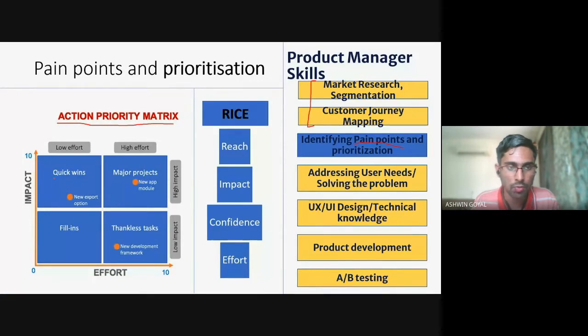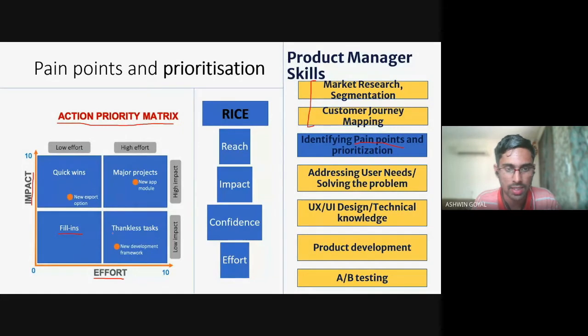So let me explain what these buckets are. So this is the impact versus effort graph. When you have some project which takes very low effort but has a very low impact also, that will be called a fill-in. So it is just like a low effort and low impact kind of thing, and it will just be like a filler or a small fill-in kind of thing, right?